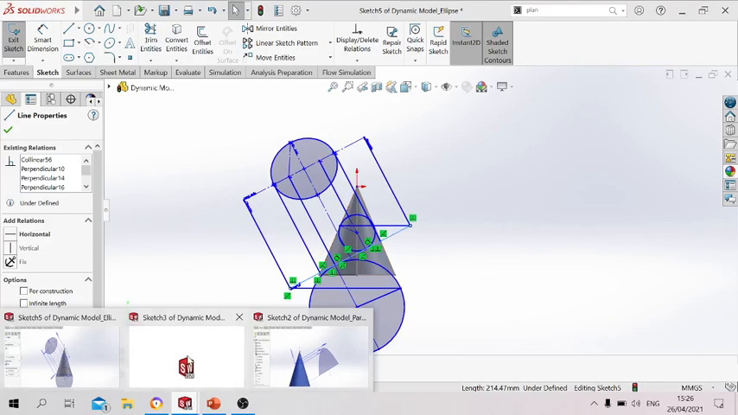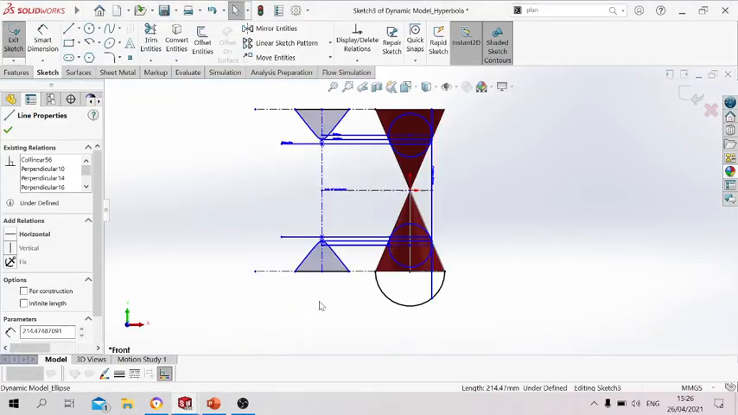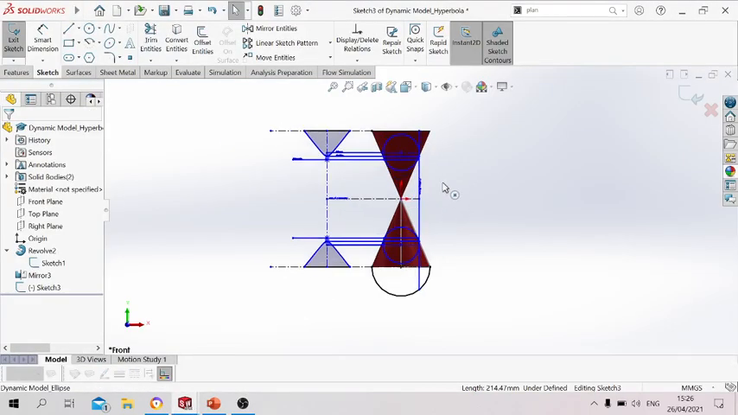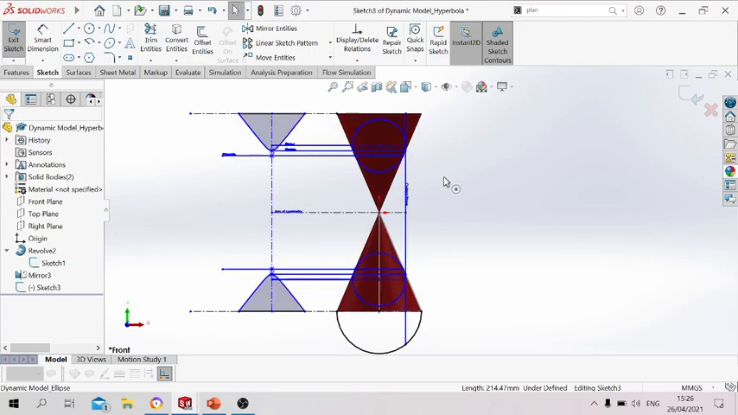Moving on from the ellipse then, we shall look at the next dynamic model which I created. So it is the hyperbola.